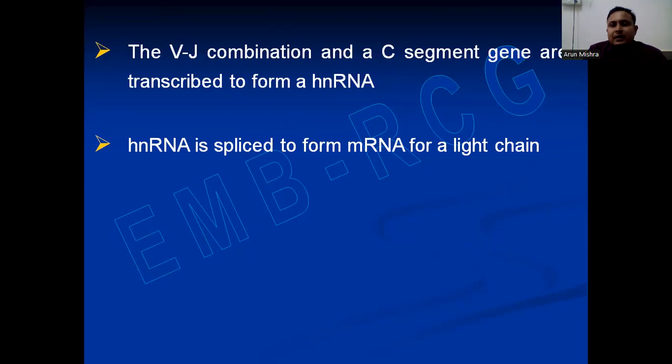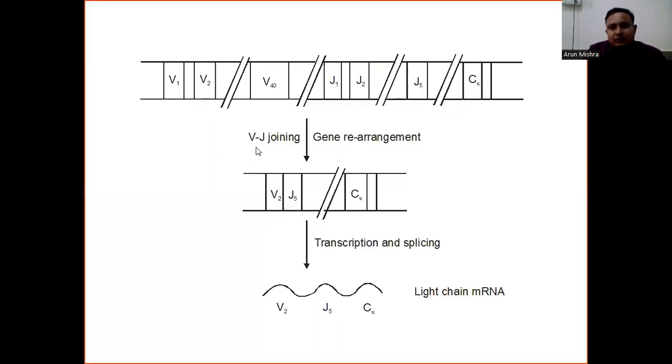The VJ combination and a C segment gene are transcribed to form an hnRNA. The hnRNA is spliced to form mRNA for a light chain. You can see here the VJ joining and gene rearrangement, further leading to the transcription of basically an mRNA, which is a light chain mRNA. And this further comes out from the nucleus and binds to the endoplasmic reticulum and then further to the ribosome, leading to the production of proteins or polypeptide chains, which form an antibody.